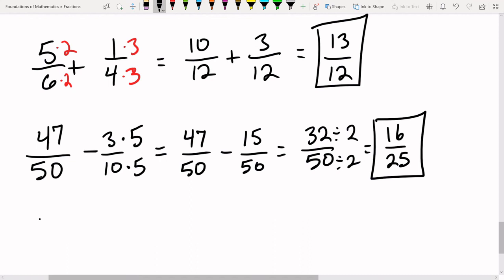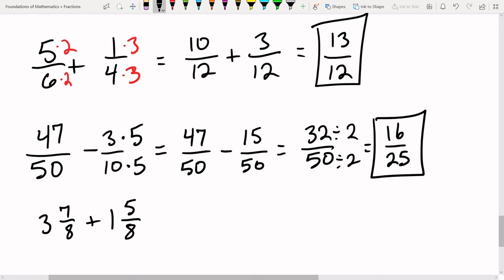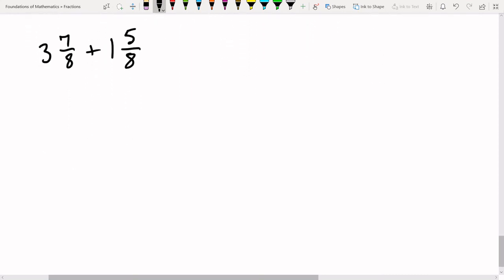All right, let's do 3 7/8 plus 1 5/8. Now there is a method for adding mixed numbers together. You need to first get common denominators in the fractional part. The problem is that doing this requires multiple steps and can sometimes be tedious. If the numbers are small, this one's actually not too hard to do. If the numbers are small, it's fine.